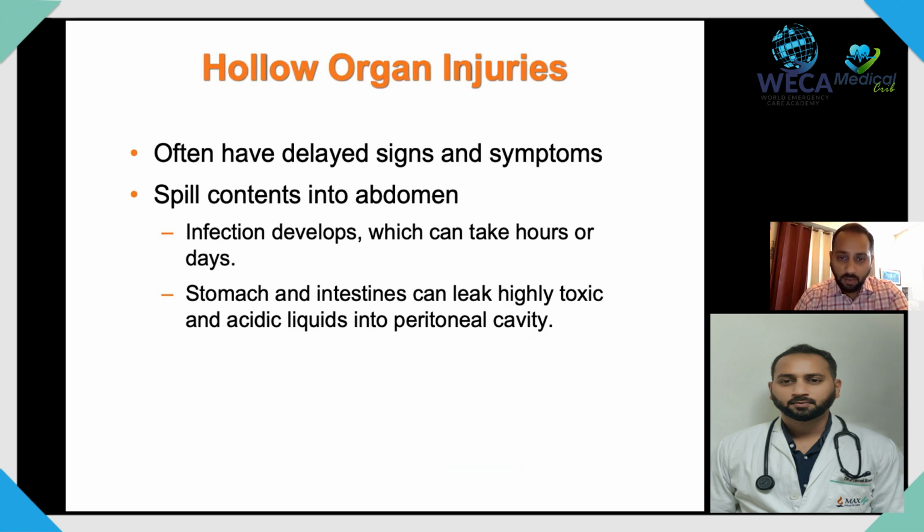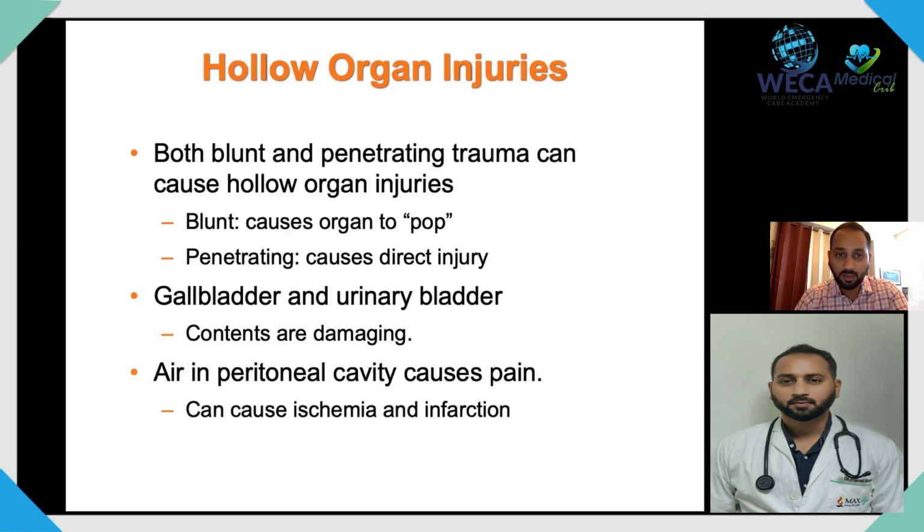The stomach can leak highly toxic acid. The intestine can lead to spillage of bile, which can be a serious irritant to the peritoneal cavity and can cause peritonitis. As we spoke about, blunt trauma usually causes organs to pop. Due to the immense pressure and the impact, the organ may just pop and lead to spillage of the contents into the abdominal cavity. The gallbladder and urinary bladder can undergo the same trauma, and the contents will again be damaging.